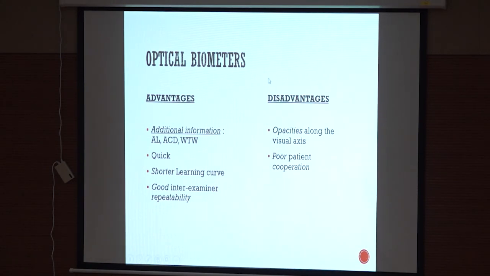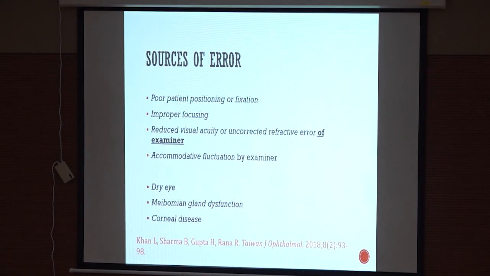The advantages of the optical biometers are that it is a quicker process, it has a shorter learning curve, it has good inter-examiner repeatability, and certainly it gives you added information in the form of axial length, anterior chamber depth, white to white diameter, and things like that. However, you can get erroneous readings if there is any opacity lying within the optical axis, or if the patient is not cooperating for proper fixation.